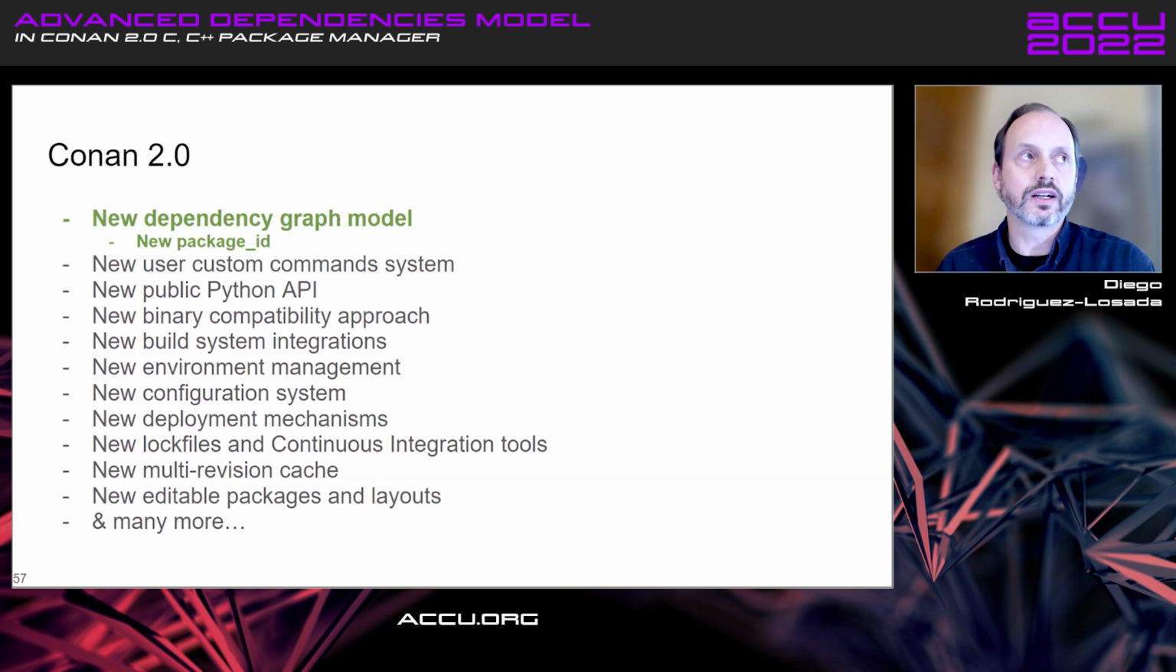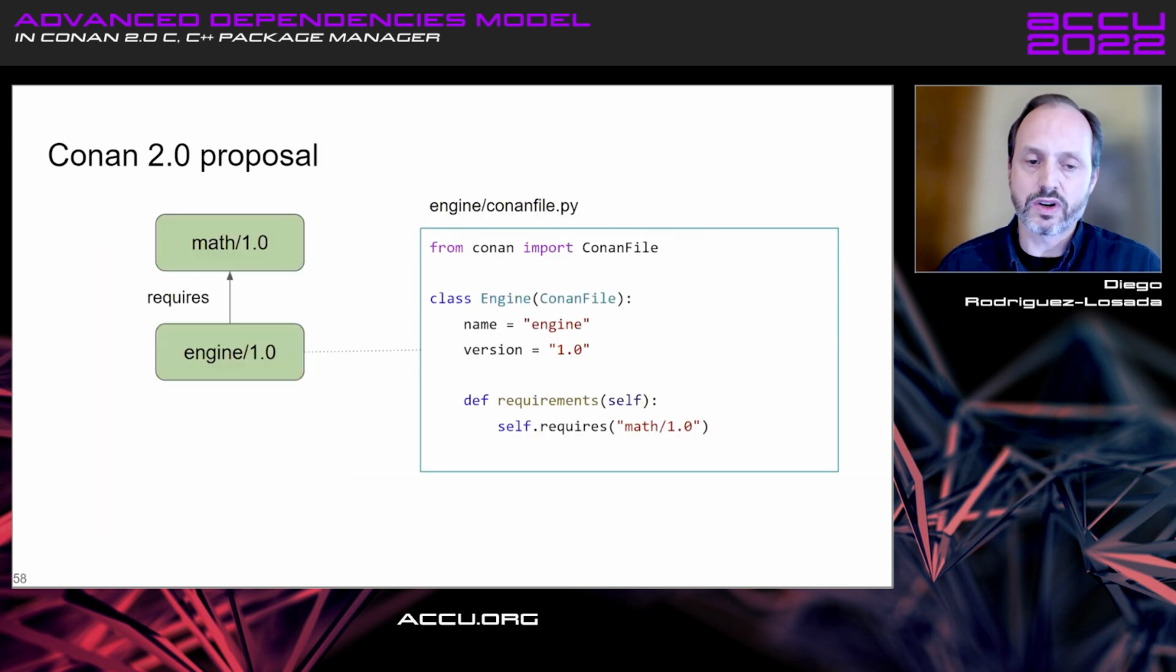We are going to have a new user commands layer that you can customize. We are going to have a public Python API, something that our users are really looking forward to. We have a new binary compatibility system, new build system integrations, many things. The log files, for example, and the CI are going to improve a lot as well. So many things are going to change. Today, I only have time to talk about the dependency graph, but I'm so excited about what is coming with Conan 2.0.